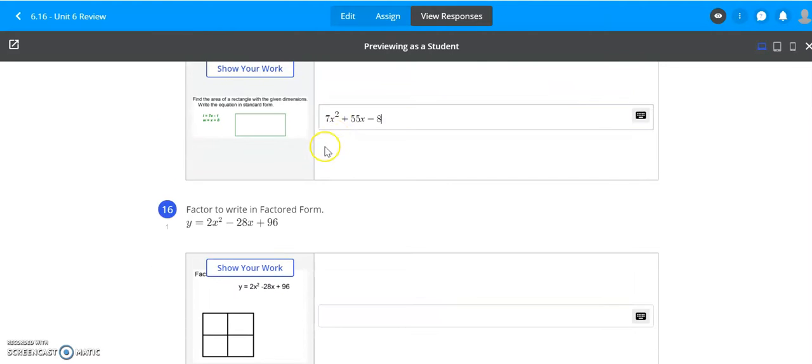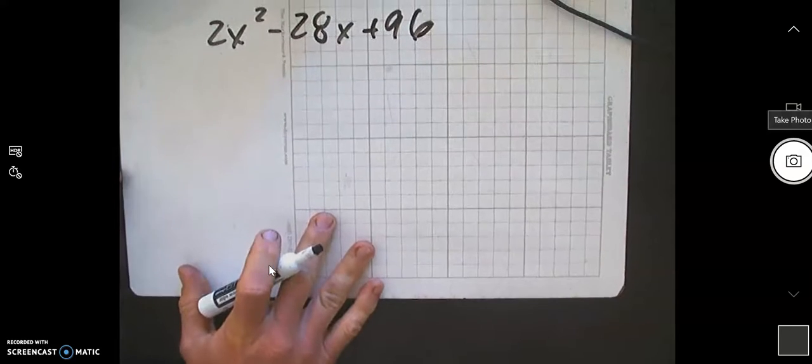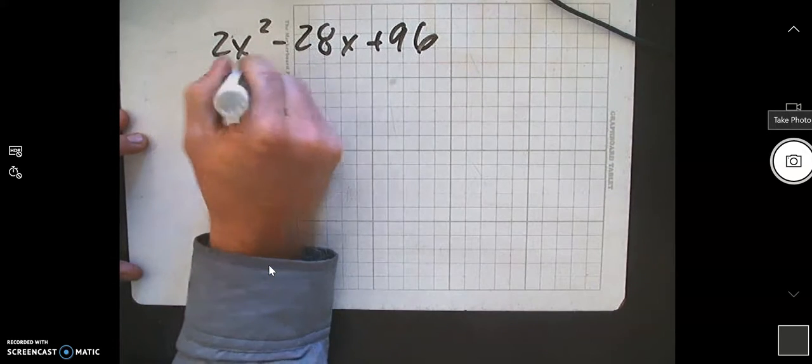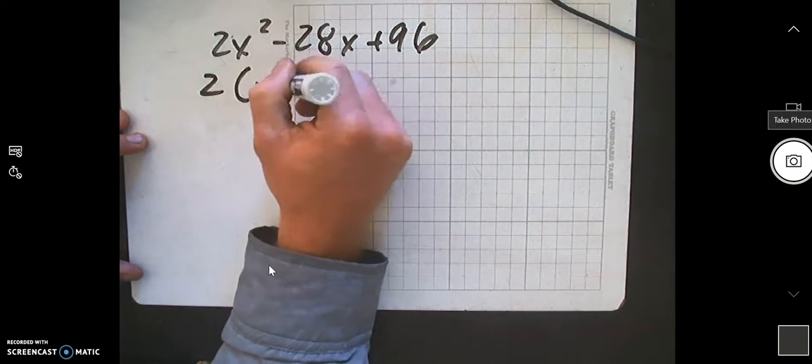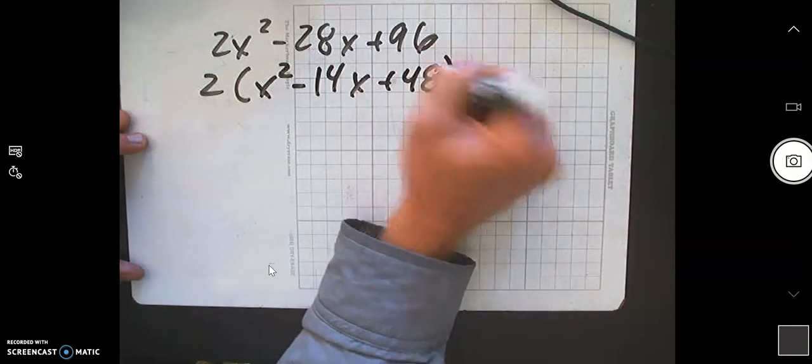Now write in factored form. Okay, so this is going backwards. I'm writing it down right now. 2x squared. We can notice right now that they are all even, so we can pull out a 2. So 2 times x squared minus 14x plus 48.